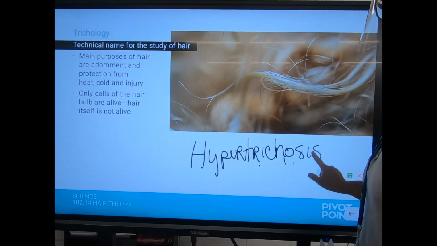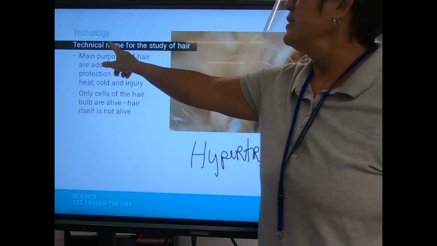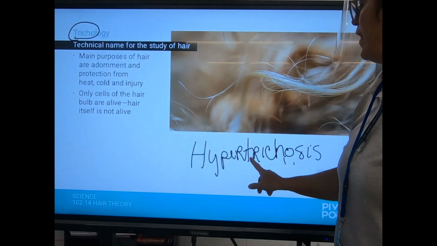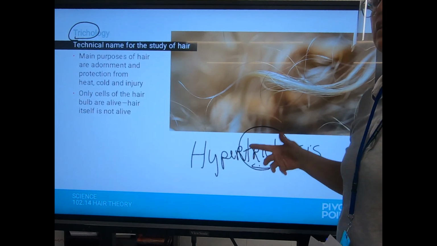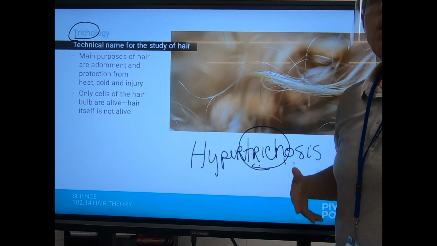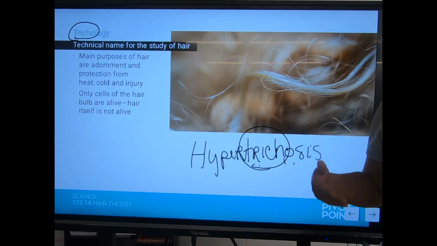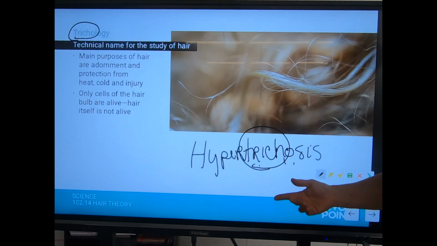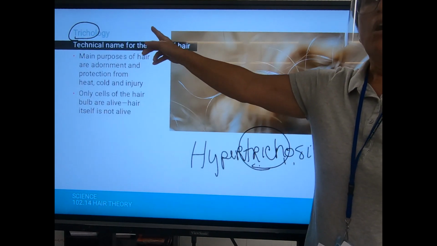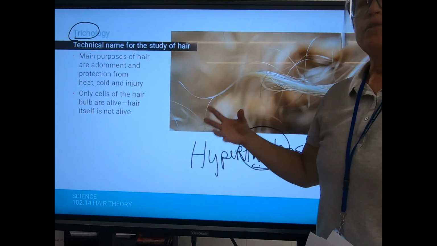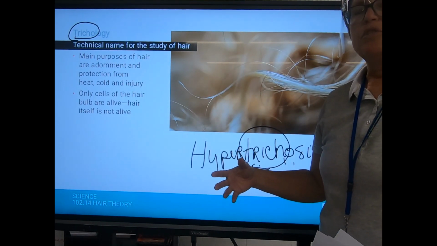Okay, so what you'll see in cosmetology is you will see prefixes and suffixes that are then used to tell us what we're talking about. So hyper, too much, like your little brother is too much when he's running around the house jumping on the furniture. Trich is hair. So trichology, ology is study of, trich is hair. So you always break these down and that will tell you what we're talking about.